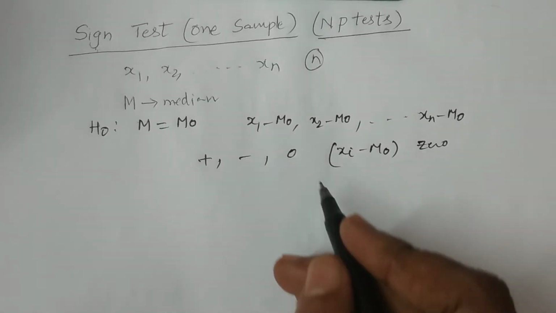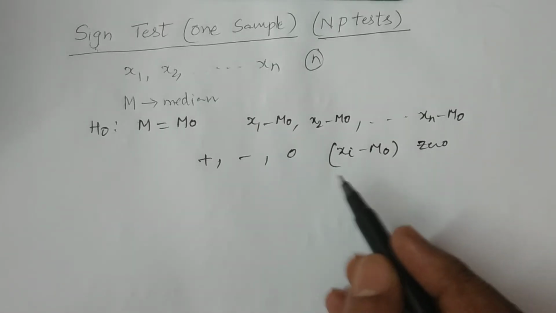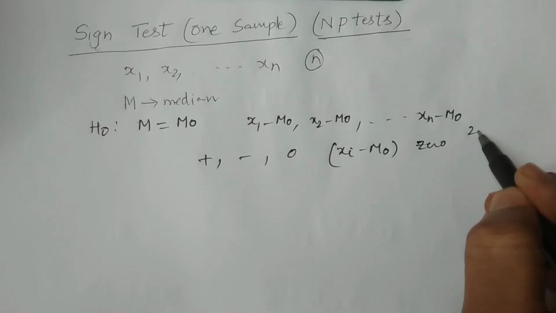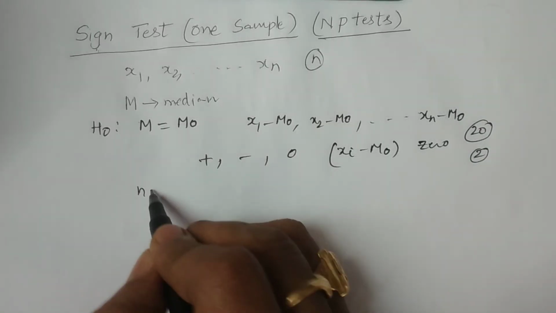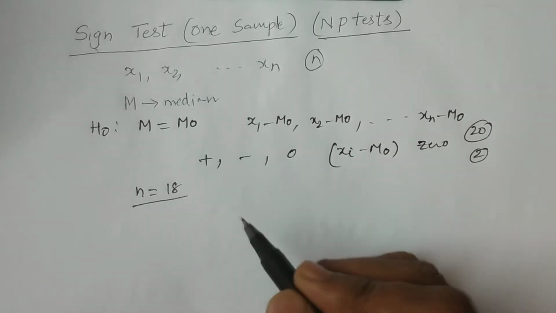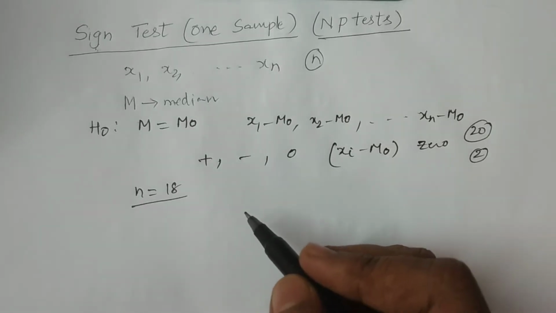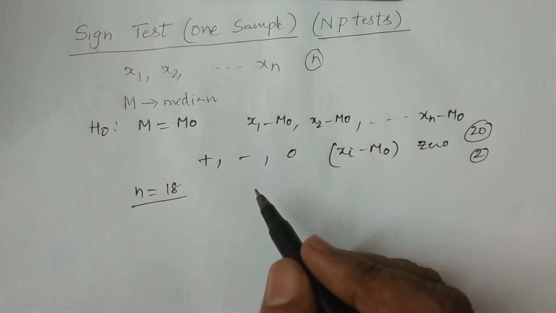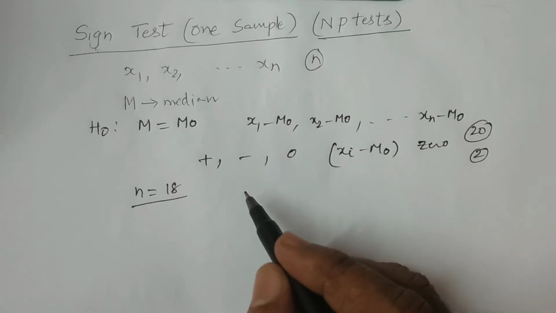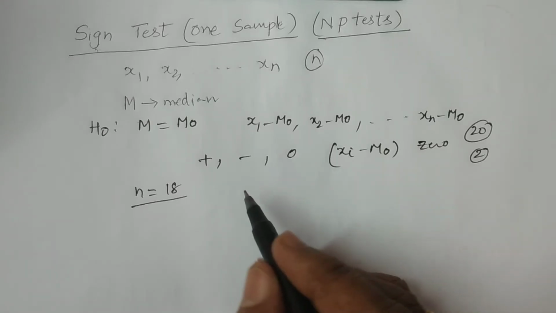Then you have to reduce the sample size. For example, the sample size is 20. Out of 20, there are 2 zeros. Then the remaining calculations are to be done for n is equal to 18. Like that, we have to calculate the remaining calculations with the reduced sample size.